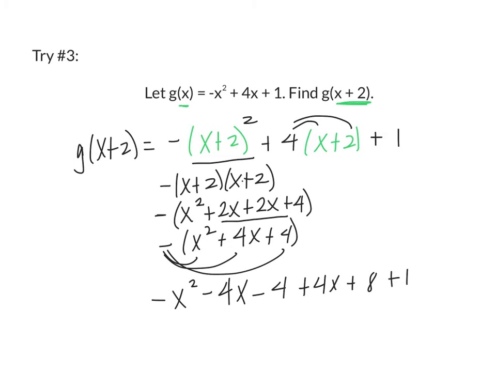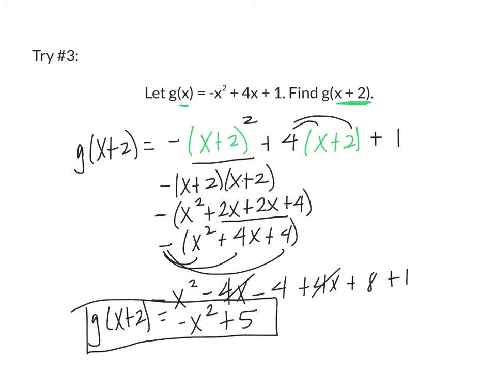Now, when we combine all of our like terms, we have negative x squared. The other like terms that we have are the x's, but in this case, negative 4x and positive 4x will cancel one another. And then we're left with our whole numbers, negative 4, positive 8, and positive 1. That will leave us with positive 5 as our final answer. So g of x plus 2 equals negative x squared plus 5.